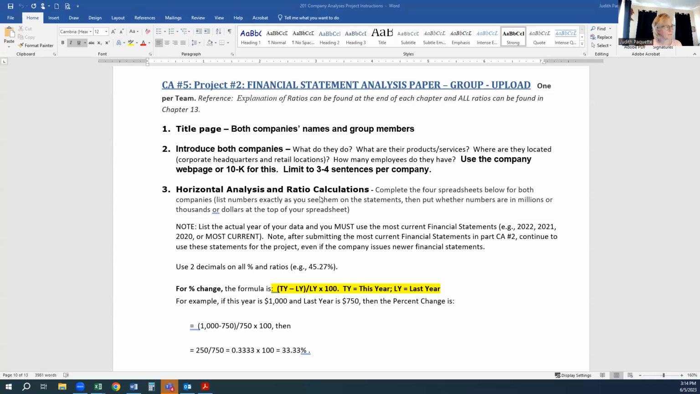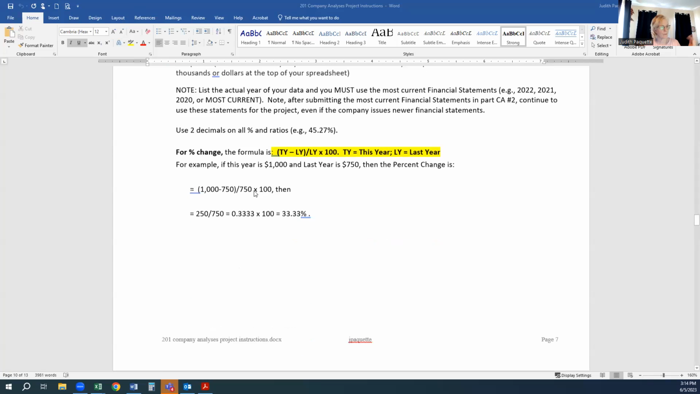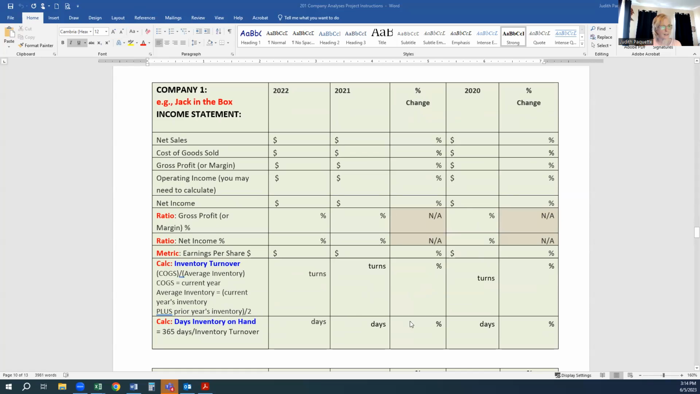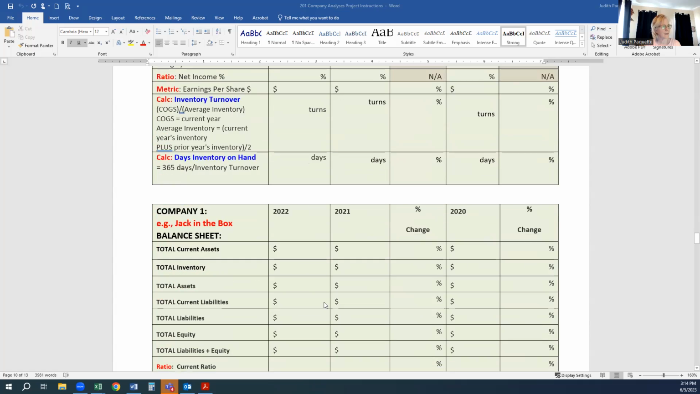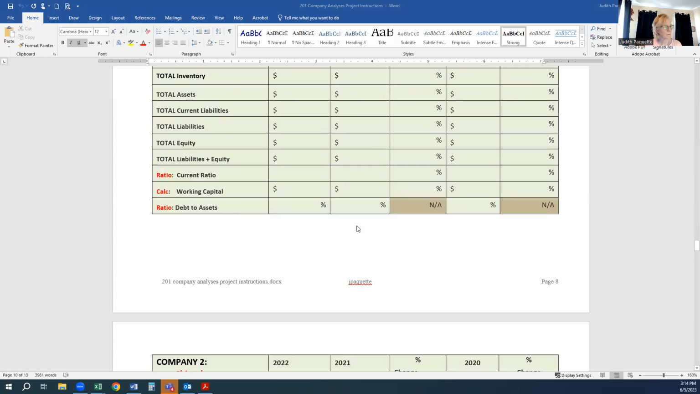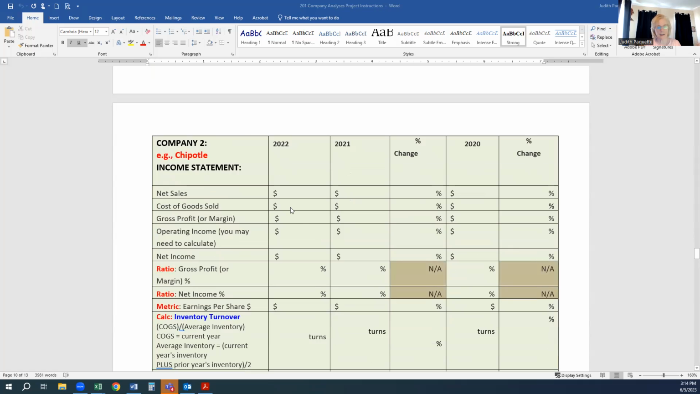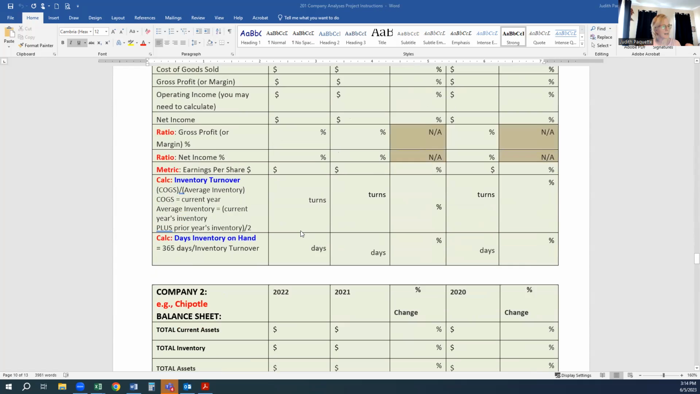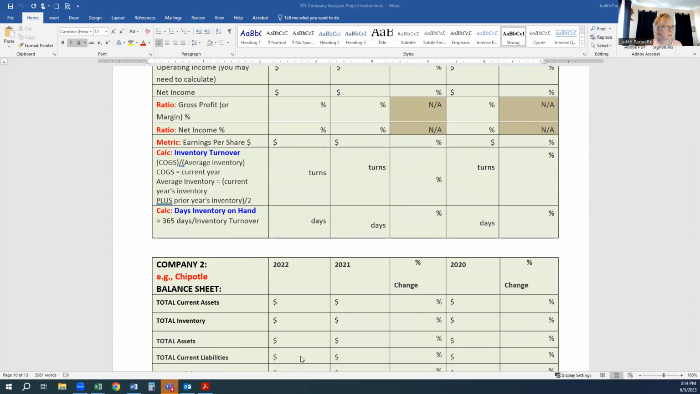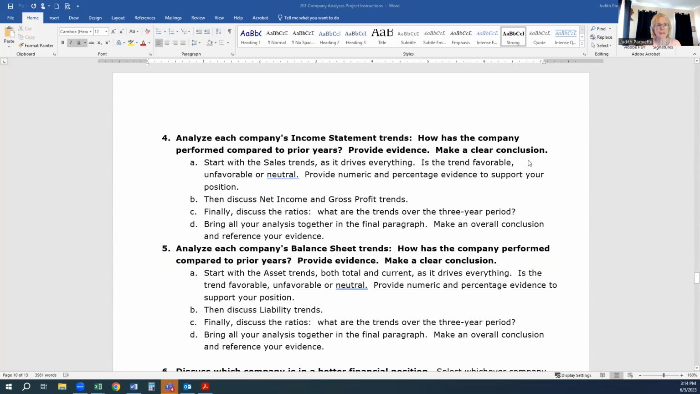Here are the project instructions, and we're just going to start on part 5, project 2, financial statement analysis paper. Of course, title page: put the group members who actually worked on the project, introduce both companies briefly, and then the ratio sheets. Use my form. Some of you have already done this, and you'll notice there's an income statement section and a balance sheet section for company 1, and an income statement spreadsheet and a balance sheet spreadsheet for company 2. But what I want to talk about right now is the writing.